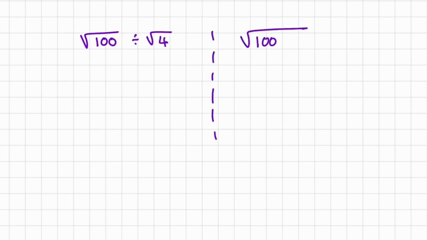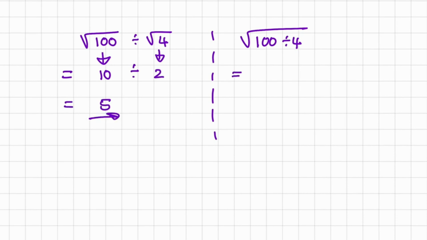The same principle applies in division. So if we take the square root of 100 and we divide it by the square root of 4, and we compare that to the square root of 100 divided by 4. So in our first example, the square root of 100 is 10. And we're going to divide that by the square root of 4, which is 2. So that answer is 10 divided by 2, which is 5.